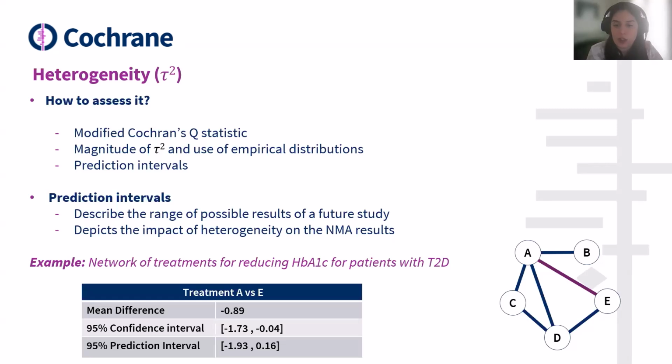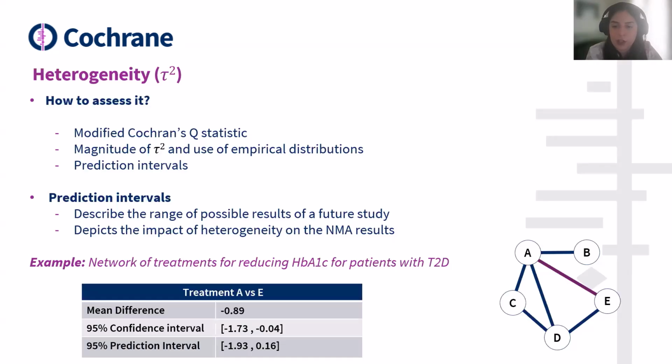Finally, we may use prediction intervals. Prediction intervals are important to present alongside confidence intervals. While a confidence interval shows where the true effect is likely to be, a prediction interval shows where the results of a new study are likely to fall, taking into account heterogeneity. Therefore, prediction intervals can help assess the presence of substantial heterogeneity. They are typically wider than confidence intervals, but when there is little or no heterogeneity, they are expected to be very similar. Let us see an example.